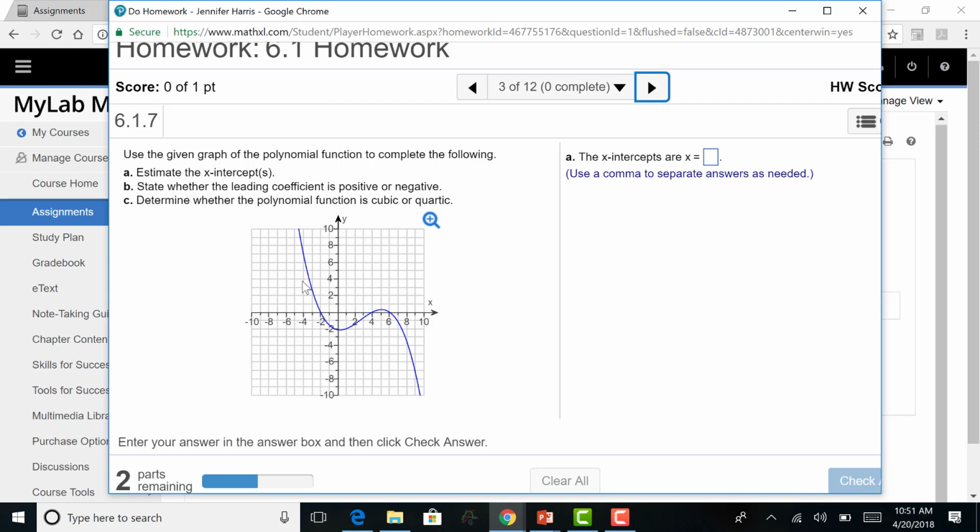Then remember it says state whether the leading coefficient is positive or negative. How do you know? Look where it opens. If it opens this way, the leading coefficient is positive. If it opens this way, the leading coefficient is negative. And then it's asking whether it's cubic or quartic. This is cubic. So it gives you an idea of what you should expect, guys.